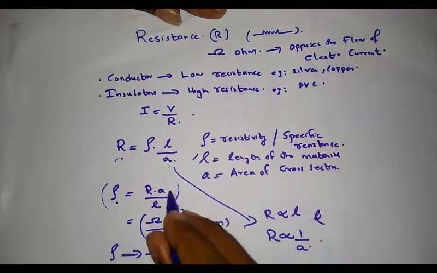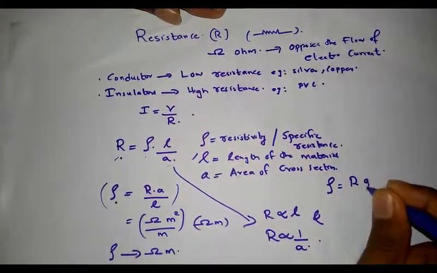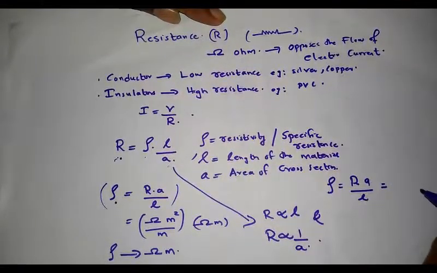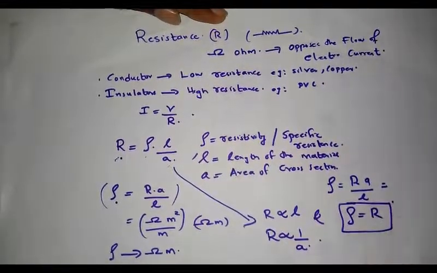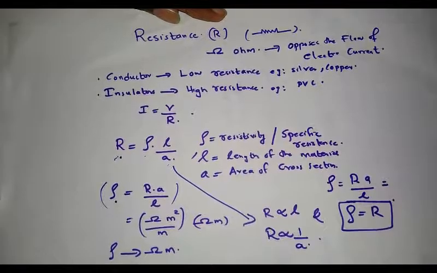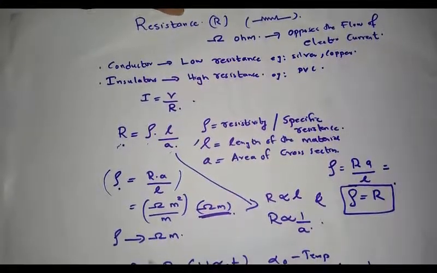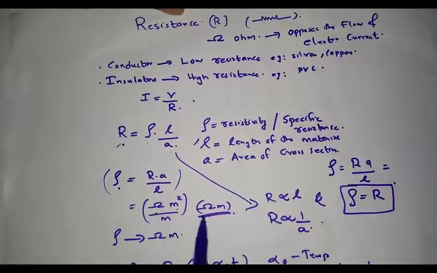So what happens when A is equal to 1 and L is equal to 1? When the area of cross section is 1 meter square and length L is equal to 1 meter, we get resistance R is equal to rho. So resistivity or specific resistance can be defined as the resistance of a material having unit length and unit area of cross section. Then we come to the unit of resistivity. From the same equation we can obtain the unit of resistivity as ohm meter, that is, the unit of resistance into the unit of area of cross section, meter square, divided by the unit of length, that is, ohm meter.